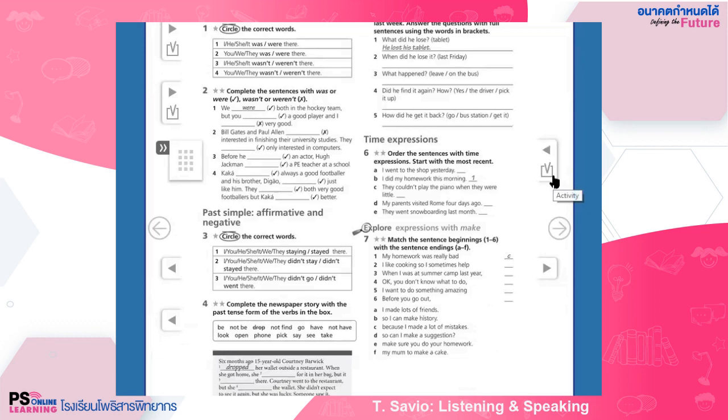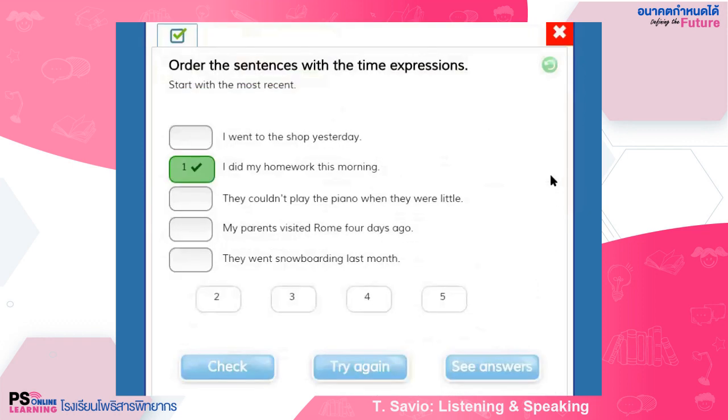Time expressions. Order the sentences with the time expressions. Start with the most recent. Number 1. I did my homework this morning. Number 2. I went to the shop yesterday. Number 3.